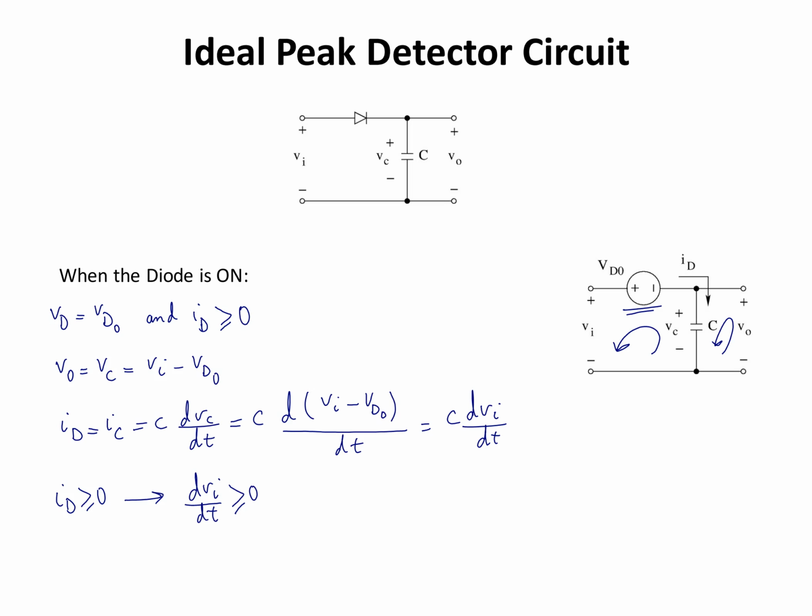So for the diode to be on, or in other words, when the diode is on, dVi over dt is greater than or equal to 0, and using the KVL, I know that Vi must be equal to VC plus VD sub 0. In that case, the diode is on, and I know that Vout is going to be equal to Vi minus VD naught, that's equal to VC.